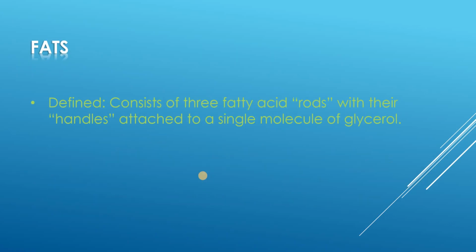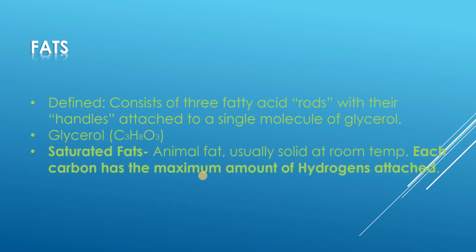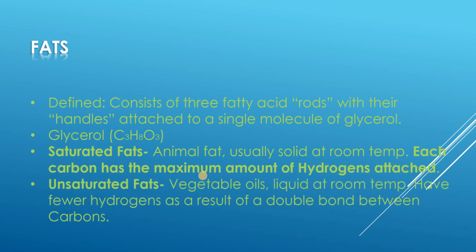So we go back here, and we said it consists of 3 fatty acid rods with their handles attached to a molecule of glycerol. There's the chemical structure of glycerol. And I wanted to take some time and talk to you about saturated and unsaturated fats. Fats can be classified as either saturated or unsaturated. Saturated fats come specifically from animals. They're usually solid at room temperature.